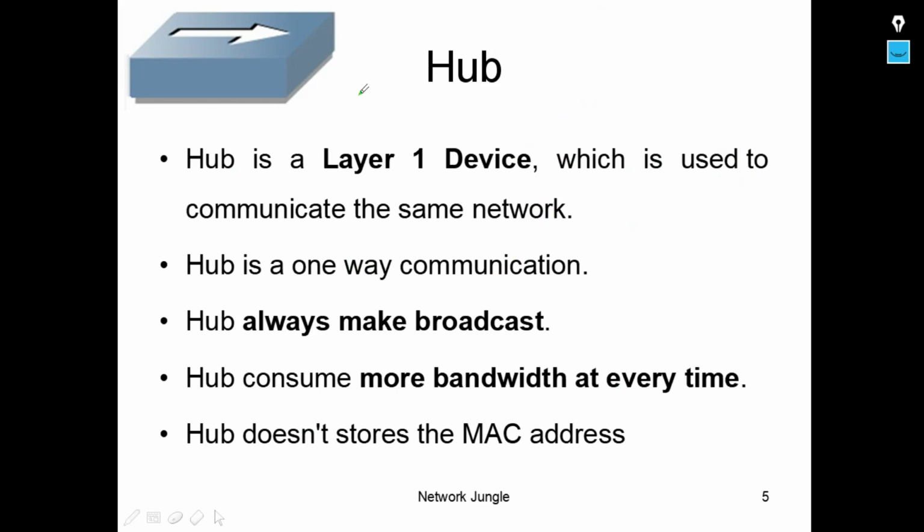Next, we talk about the hub. What is a hub? A hub is a layer 1 device which is used to communicate within the same network. Hub is a one-way communication device. It always broadcasts signals. It does not learn the MAC address, so it consumes more bandwidth all the time. It does not store the MAC address either.